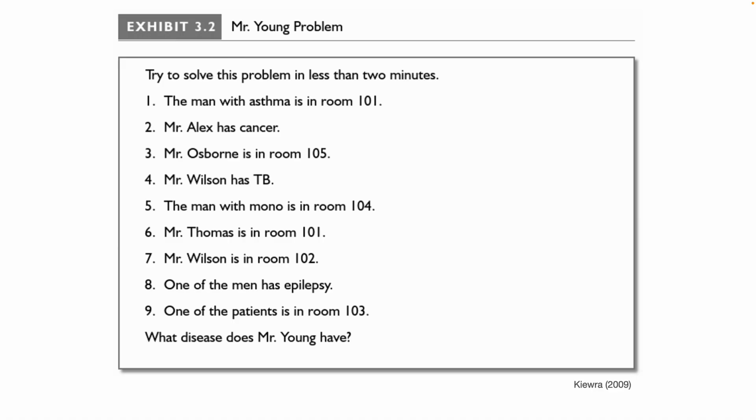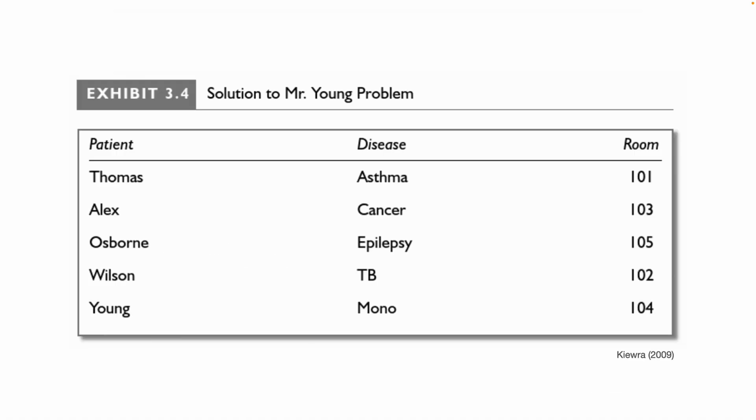This is tricky, right? So, here, when the notes are more organized and complete, it is much easier to see the relationships among the items and to figure out that Mr. Young has mono.